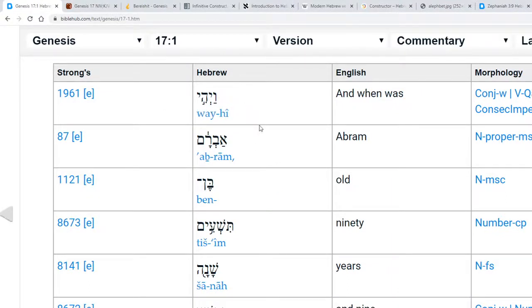But, so, vayehi, and when was Abram, Ben, the son of Tish'im. So Tesha means 9, Tish'im means 90. Okay? So they're saying number, common, plural. Okay, by common they actually mean masculine, because the masculine is generally how we use most words. So sometimes they'll say common, like here.